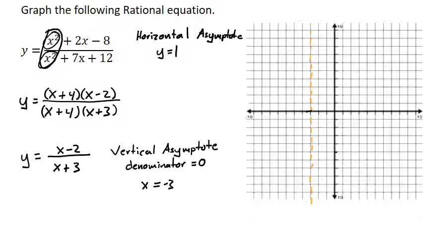So y equals 1 is where my horizontal asymptote is. At y equals 1, I am going to draw a dashed horizontal line. So in these equations, we have both vertical asymptotes and horizontal asymptotes.